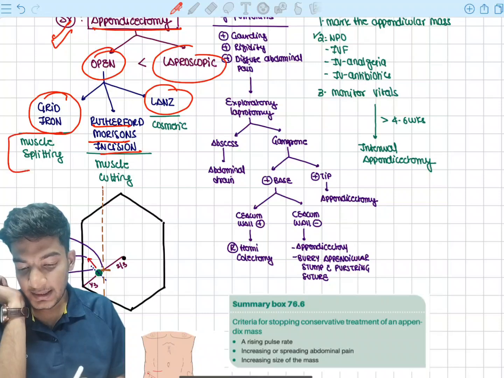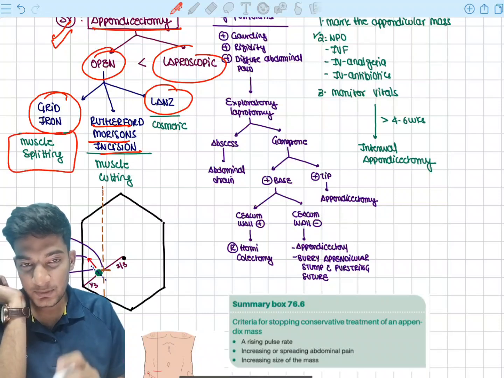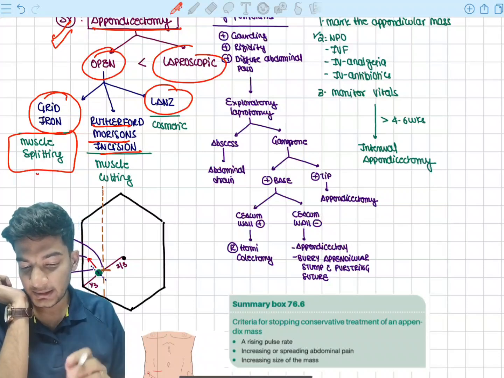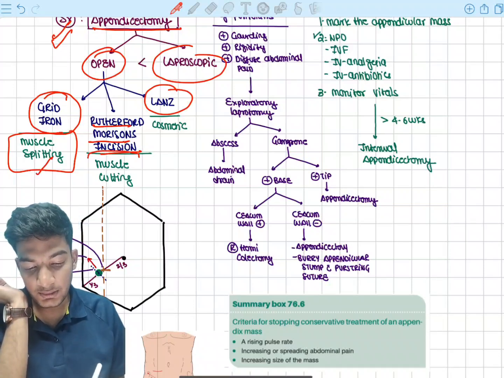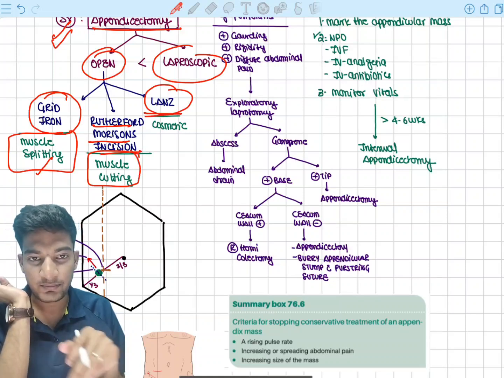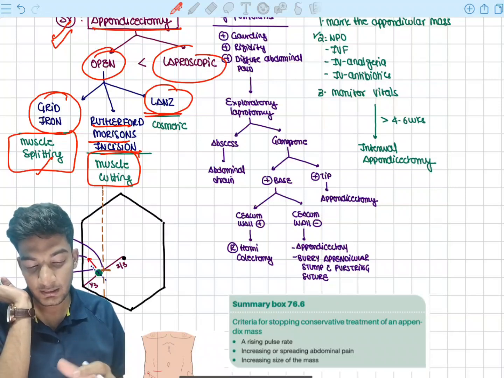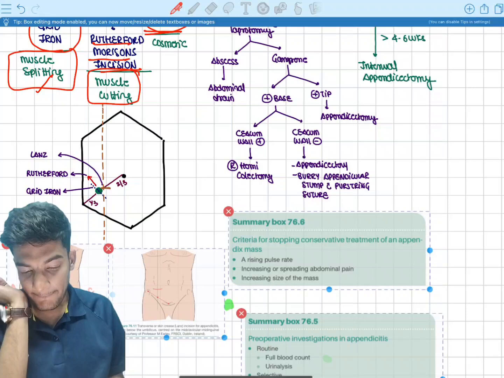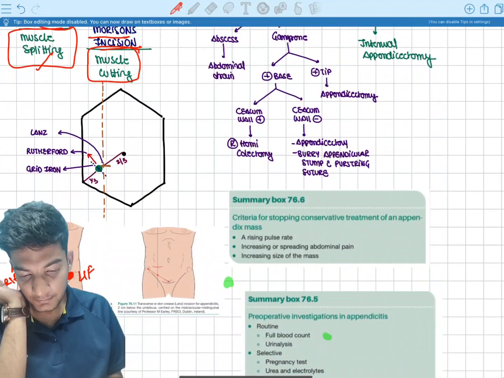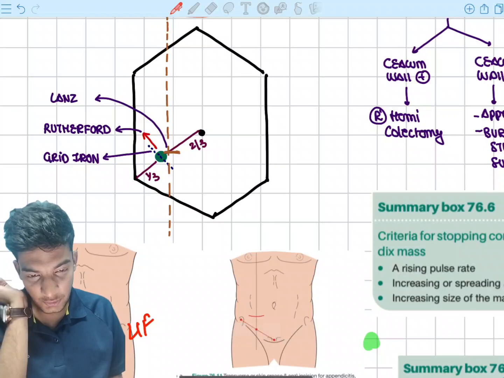The grid iron is muscle splitting in nature. Be specific with the words muscle splitting in nature. Okay. Rutherford would be muscle cutting in nature, and Lanz would be cosmetic. The incision is made along a skin crease line, so it won't be visible, for cosmetic purposes. Okay, so let's observe this.